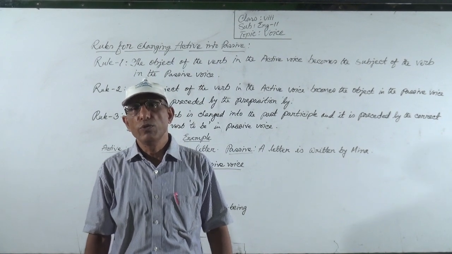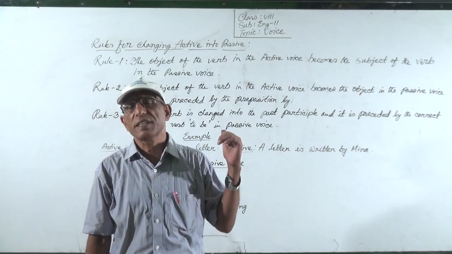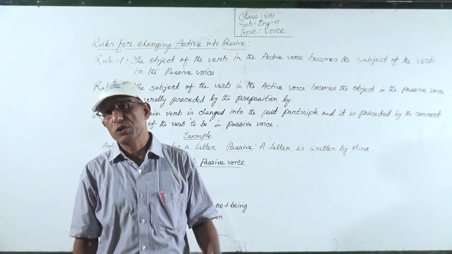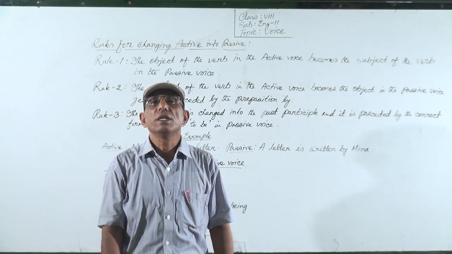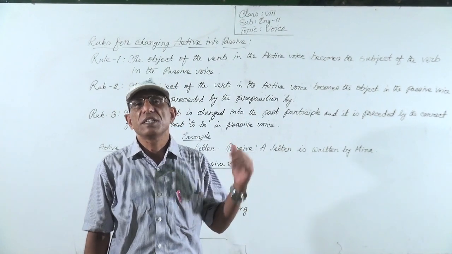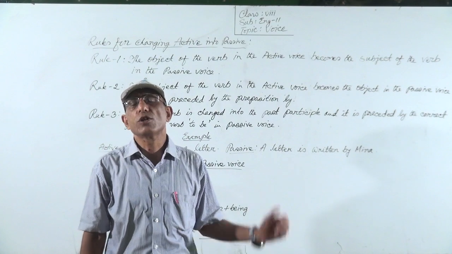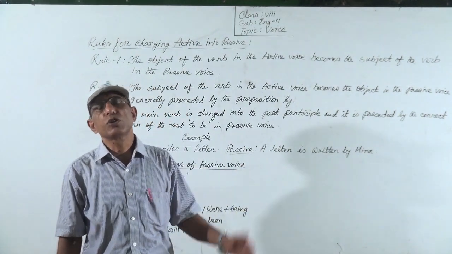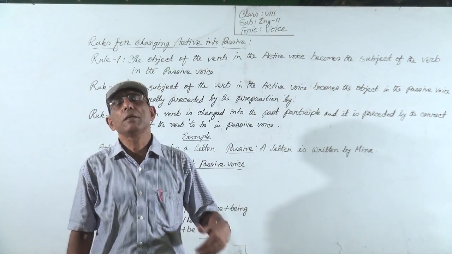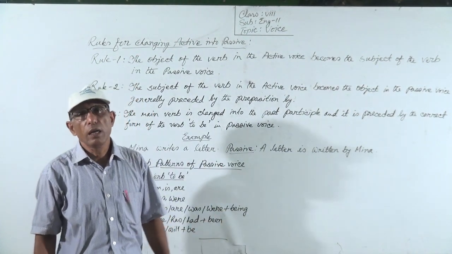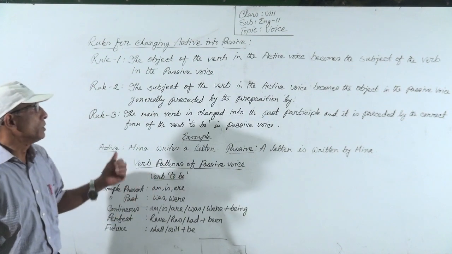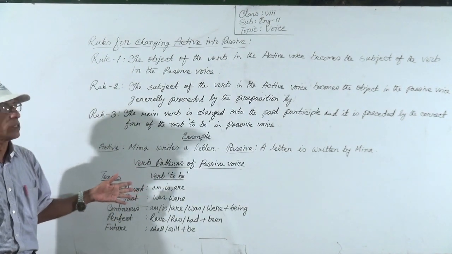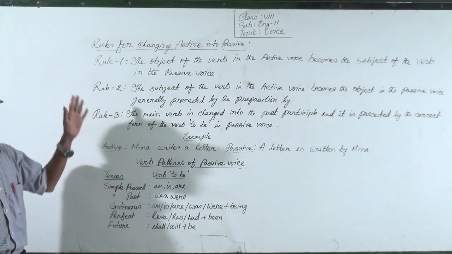You know, before this we started the chapter voice, and we discussed what voice is and the kinds of voice. Today, we shall discuss the rules of voice, changing active into passive. Okay, now look at the book. You see, I have set some rules on the board. Now I shall discuss them.